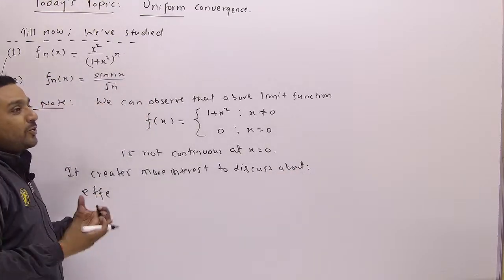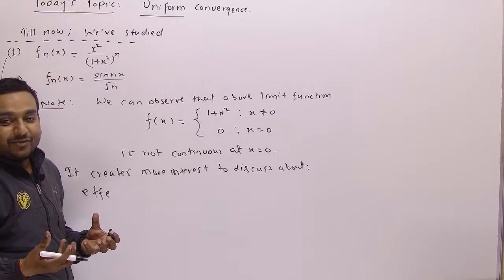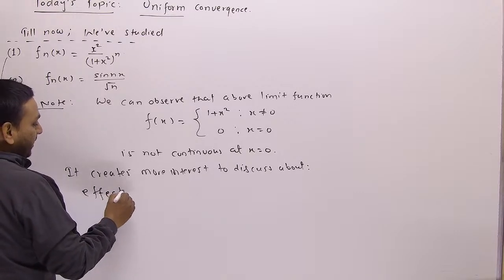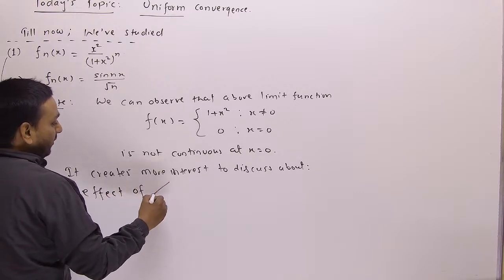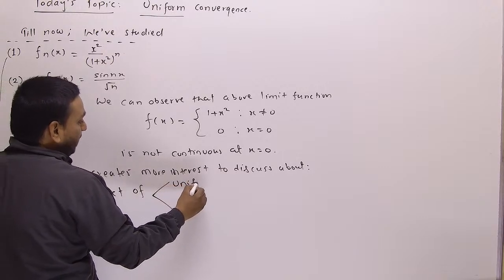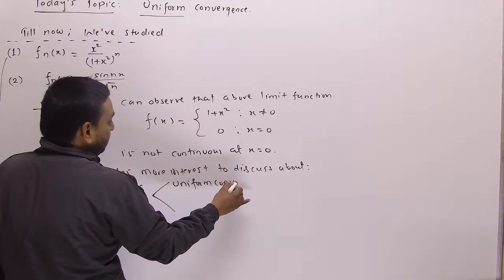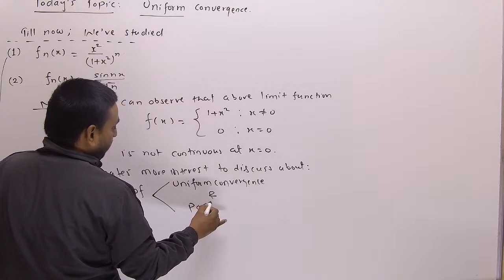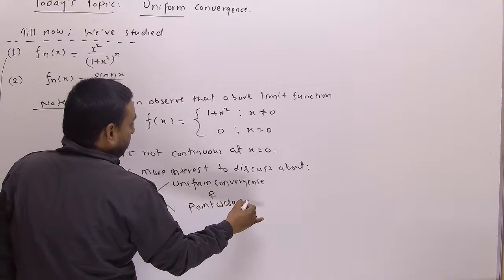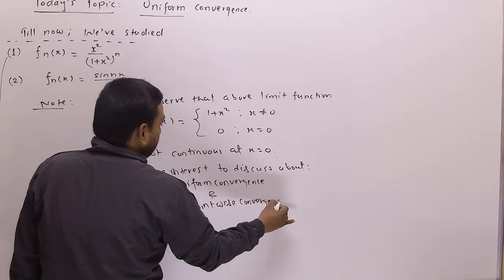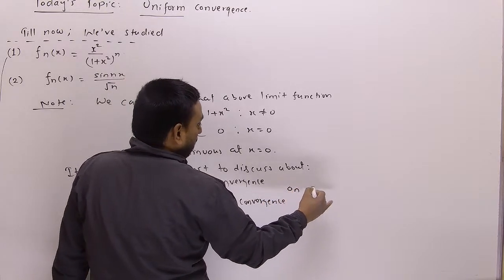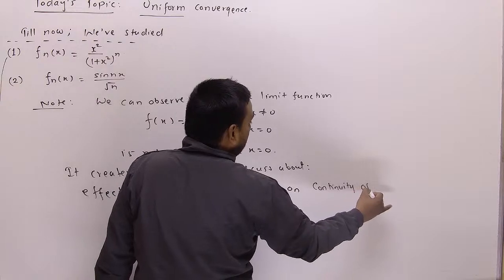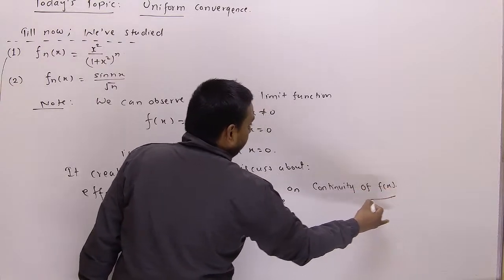अपने आप चैप्टर खुलता है, राइट? इफ यू आर कंसेप्चुअली सॉलिड ना, अपने आप चैप्टर खुलेगा. इफेक्ट ऑफ यूनिफॉर्म कन्वर्जेंस एंड पॉइंटवाइज कन्वर्जेंस on continuity of f of x.